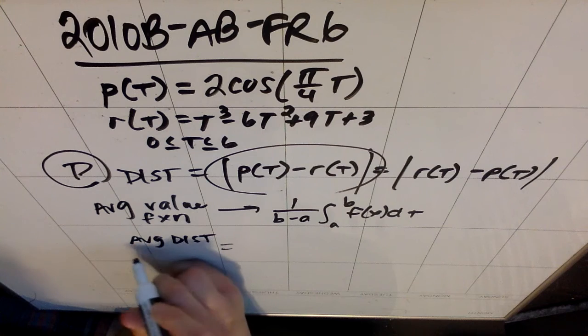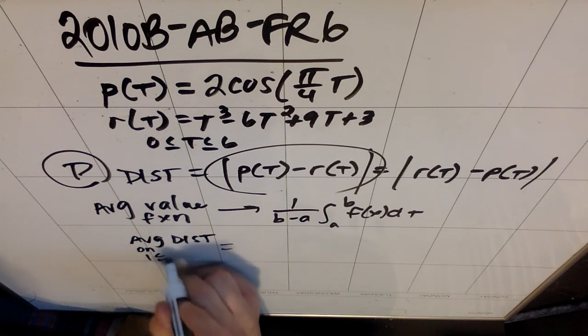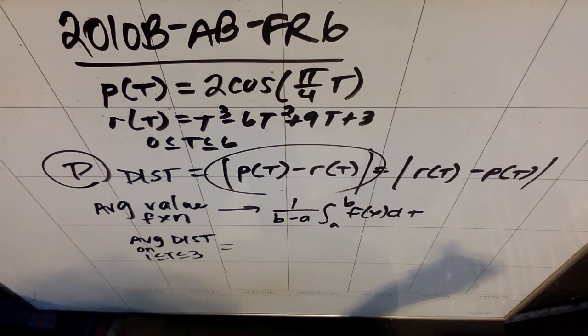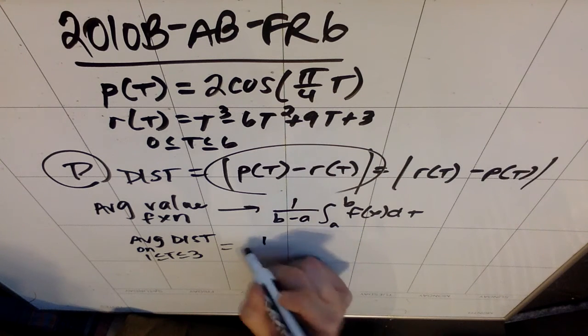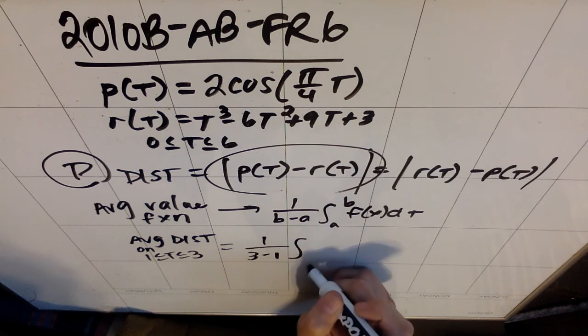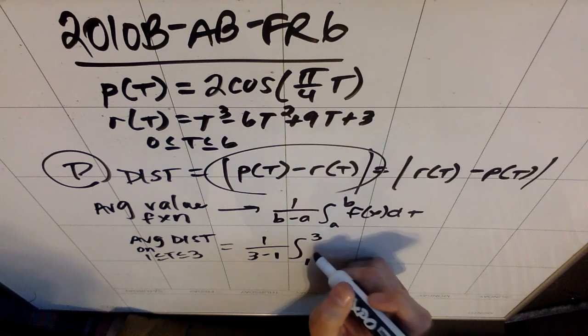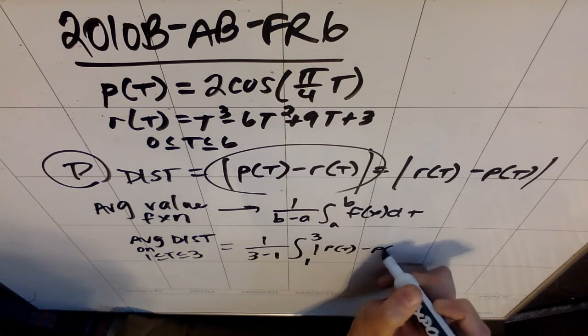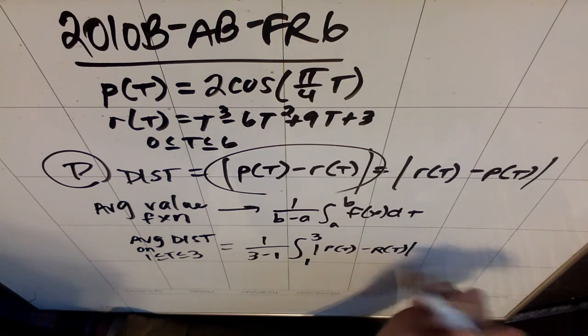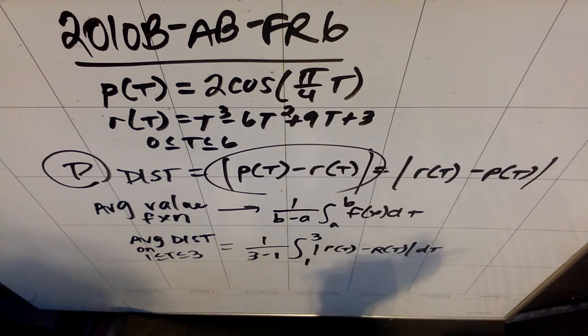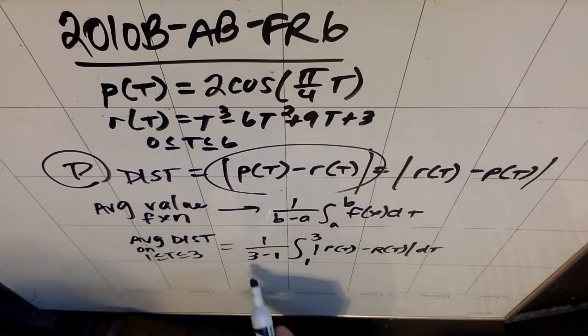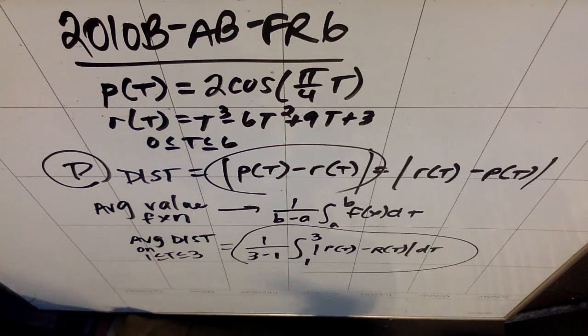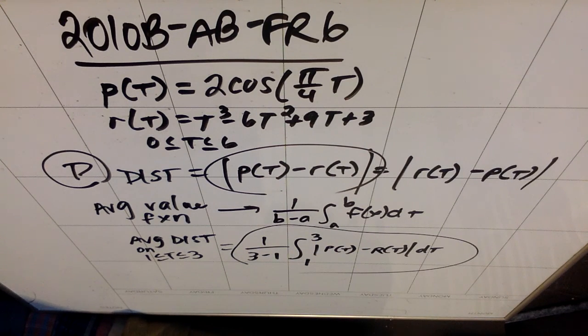Sorry. Average distance on the window from 1 to 3, whew, they almost got me there with the 0 to 6, is going to be 1 over 3 minus 1 times the integral from 1 to 3 of, and then again, whichever of these distance ones you picked. It doesn't matter if you did p of t minus r of t or r of t minus p of t, because they're in an absolute value. And that's fine. If you want to change the 1 over 3 minus 1 into a 1/2, that's fine. If you don't, that's also fine.